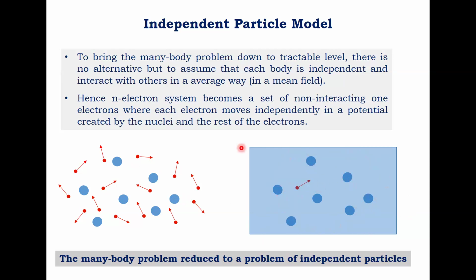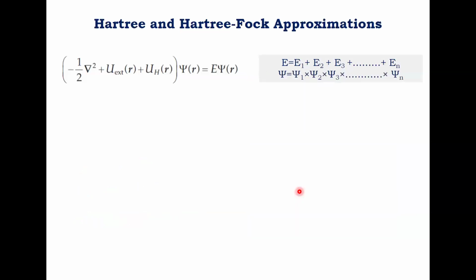At a time we will take one electron from the sea of thousands and lakhs of electrons in the many body Hamiltonian, right? So we can take one electron at a time, which we say is moving in the mean field of the average other electrons and the nuclei. Okay, so now the many body problem is reduced to a problem of independent particles. Now we are dealing with each particle at a time separately. Okay, that is done by the independent particle model.